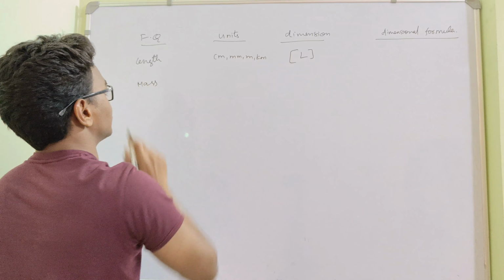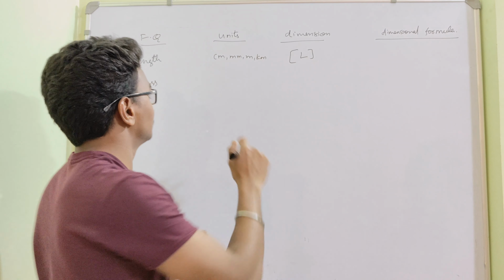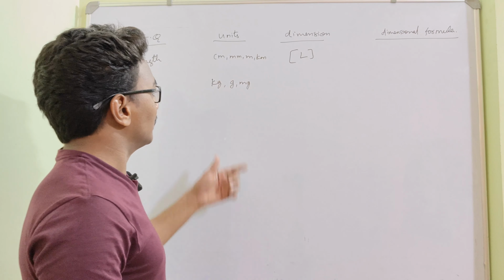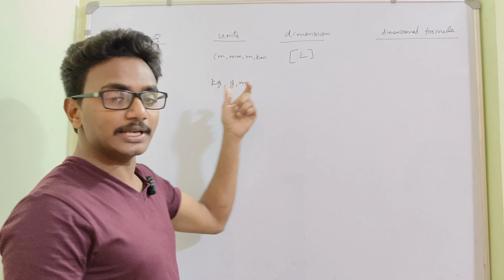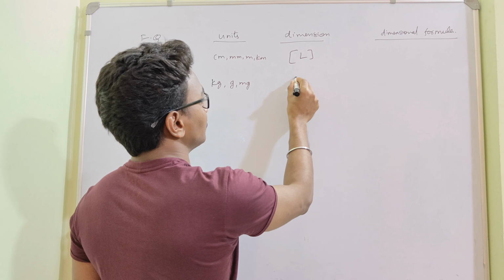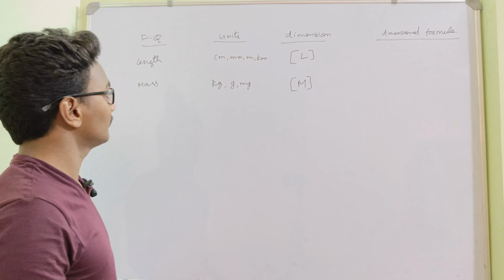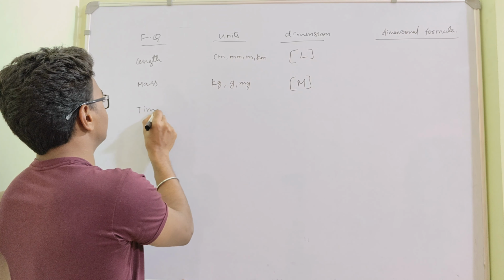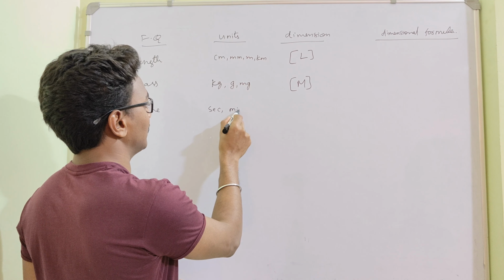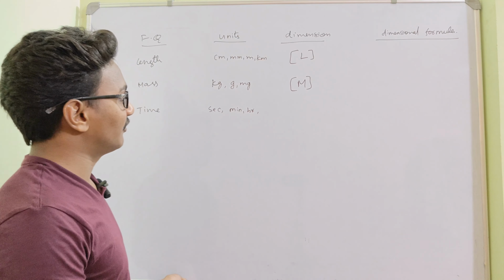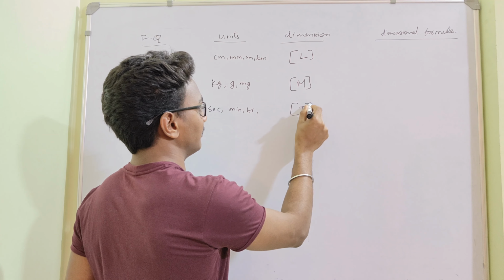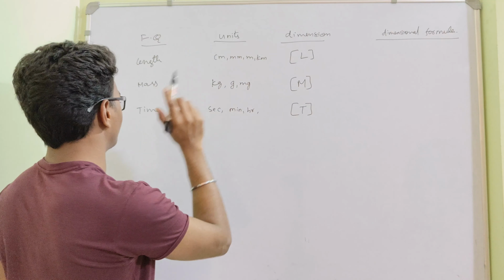Next, fundamental quantity, mass. Mass also has different units like kilogram, gram, milligram. If I want to express all these units with a single letter, that is dimension. Dimension of mass is M in between square brackets. After this, time. Time also has different units like second, minute, hour, day. But if I want to express all these units with a single letter, that is dimension, right? Dimension of time is capital T in between the square brackets.